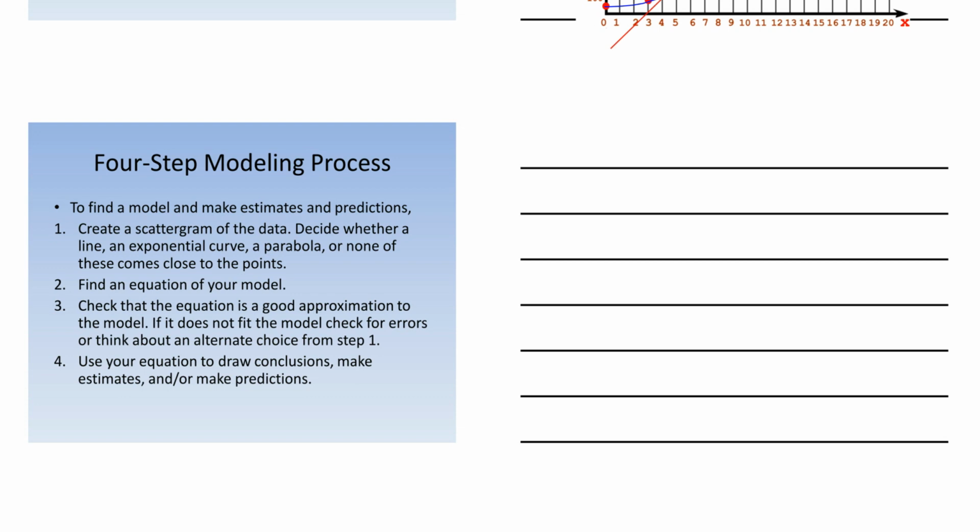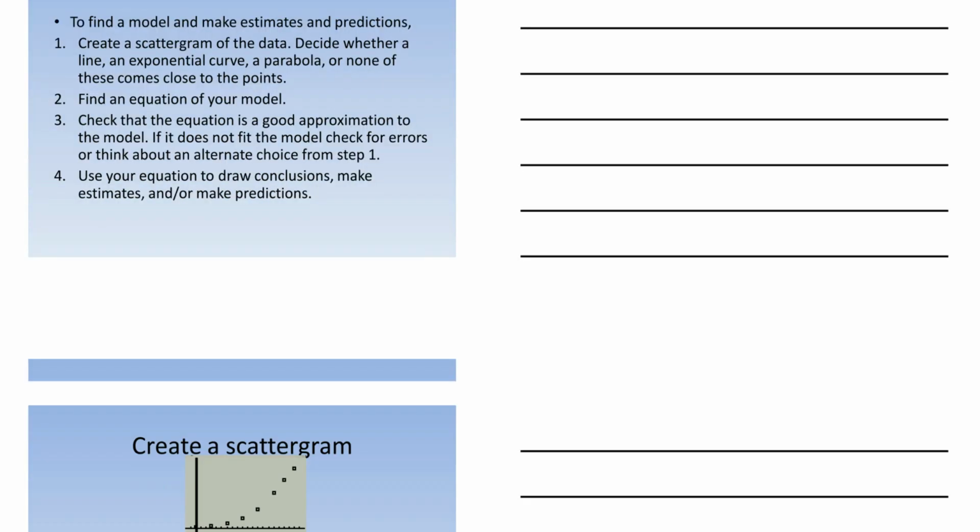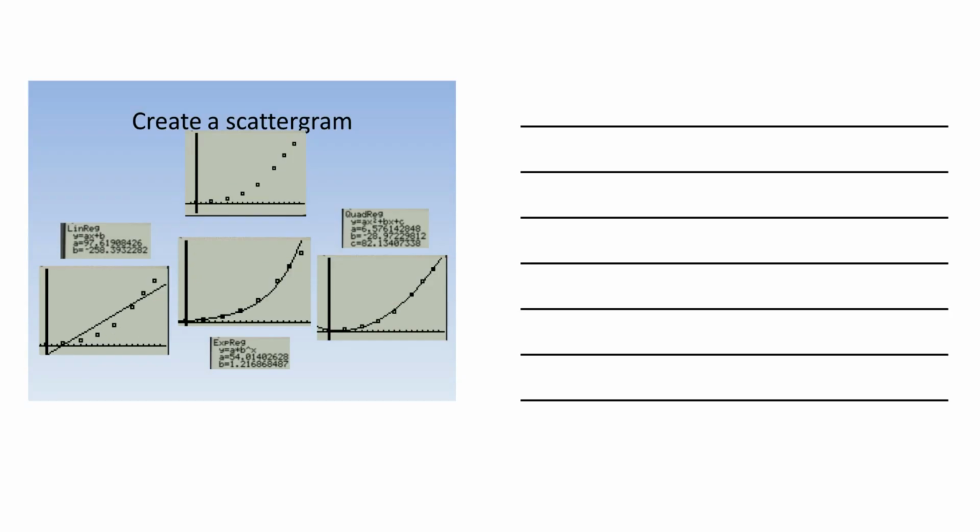Step 3, check that the equation is a good approximation to the model, and if it does not fit your model, then pick another model to try to depict it, or another type of equation. Use your equation to draw conclusions and make estimates or predictions. That's step number 4. So once again, we created a scattergram, and here I separated them out so it makes it easier for you to visualize. Which one gives a better approximation? There might not be a right or wrong answer, because sometimes your data could be misrepresented in some cases by some erroneous values. So do be aware of that.